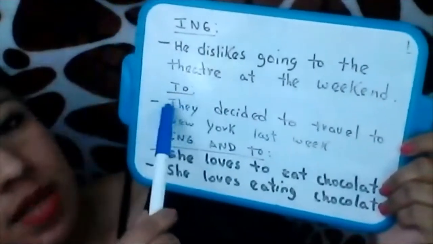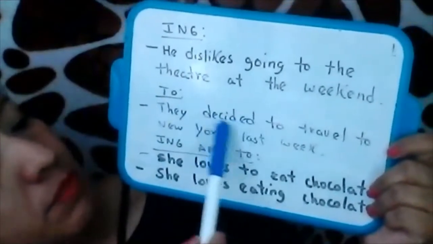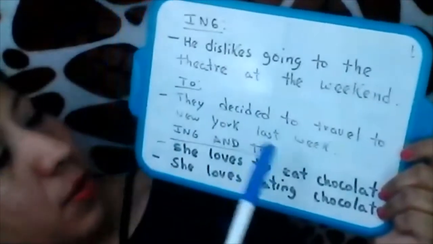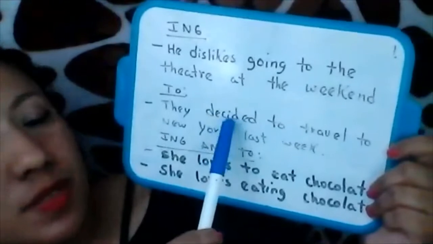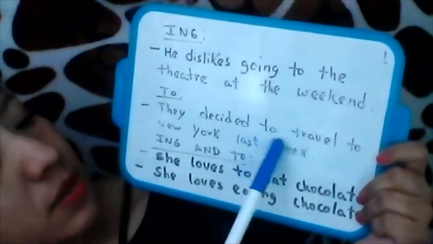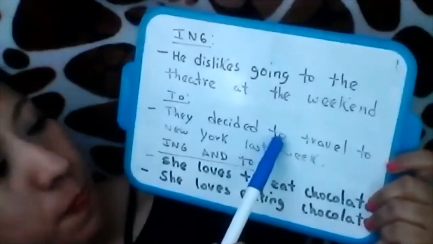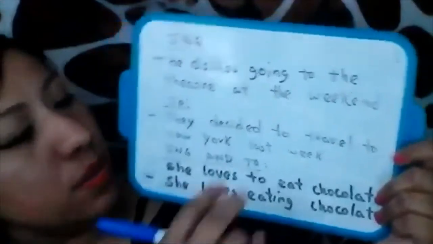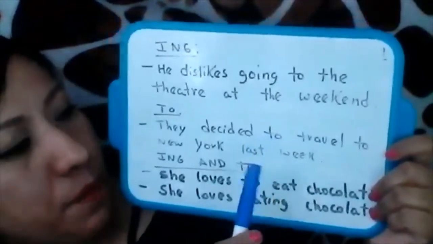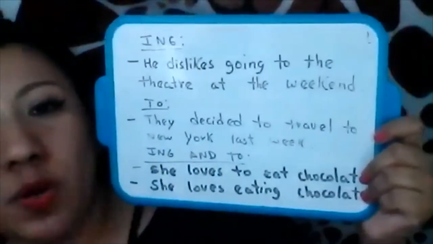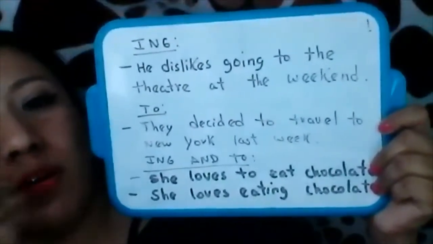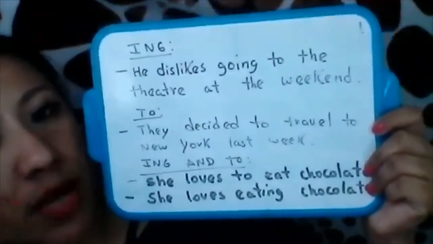So they is the subject, decided is the verb, the main verb, and all of this is the complement. Don't forget that after decide, it's possible to use only infinitive, but in the middle you have to use to. In general, we use two verbs, and in the middle we have to put always to. Okay? But in this case, I show you three lists that are only for ing, or for to, or for both ing and to.